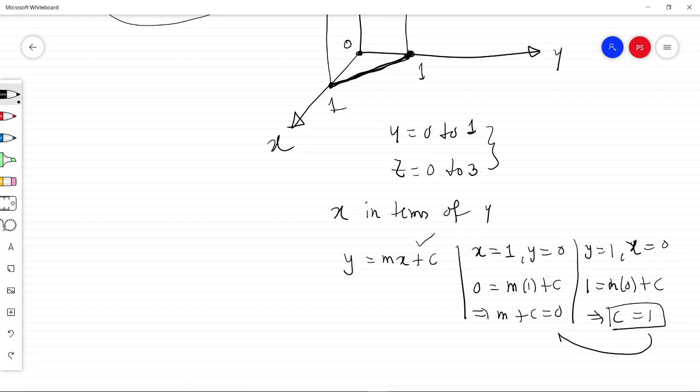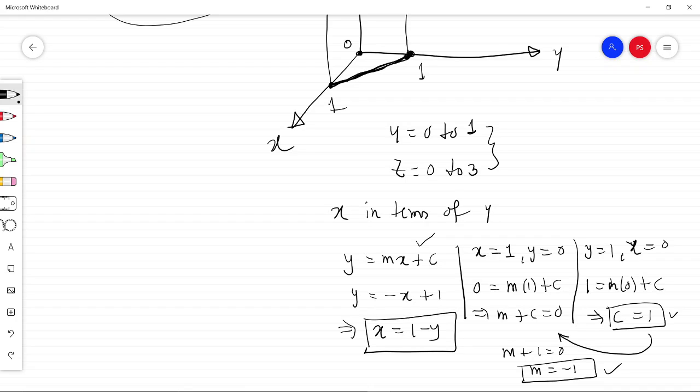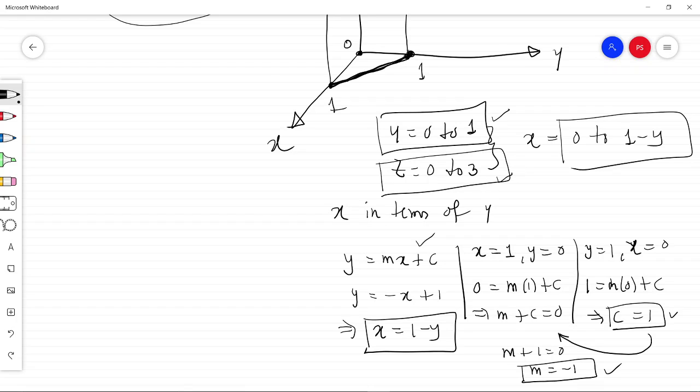Now if we substitute this here, m plus 1 is 0. This means m is equal to minus 1. Now if we use these two quantities here, we get y is equal to minus x plus 1, that is, x is equal to 1 minus y. So we see that along with these two limits, x runs from 0 to 1 minus y. So once we have fixed the limits, now we can integrate easily.